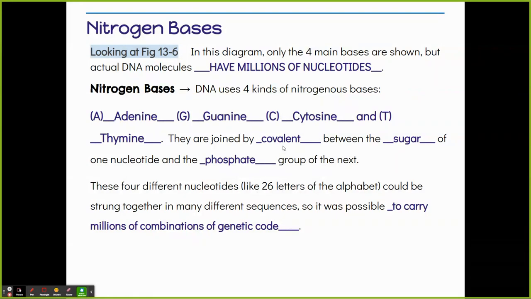So how you put these nitrogen bases together is what makes different combinations of genetic code, which then creates different genes, different traits on different genes. This is why maybe somebody has blue eyes and somebody has brown eyes. We have different combinations of these nitrogen bases.